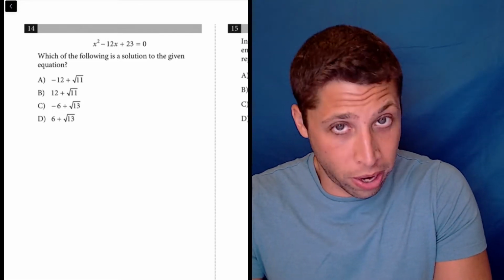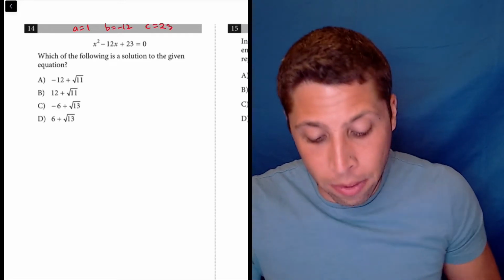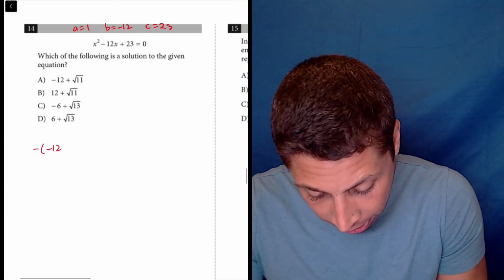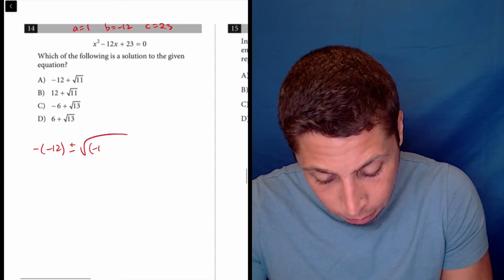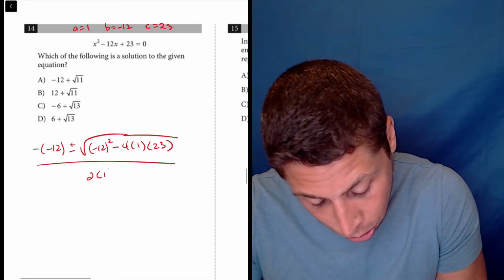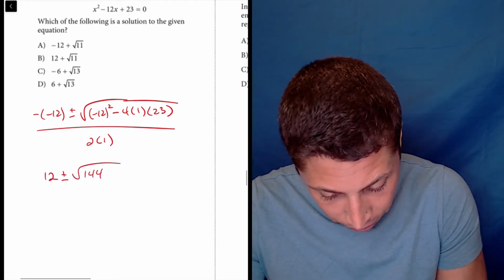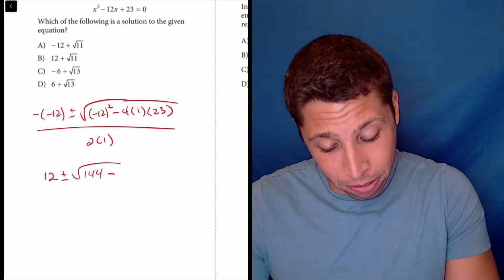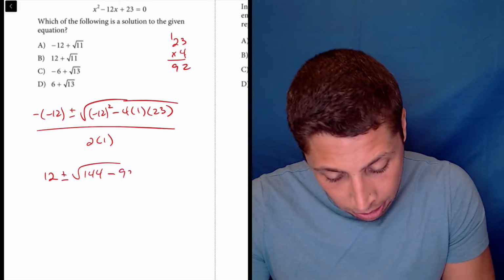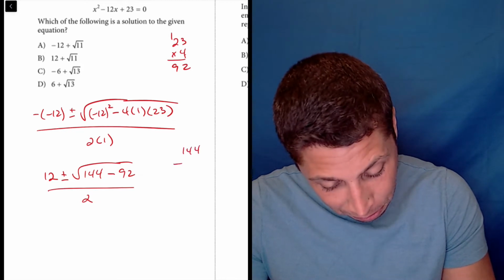So remember how we do the quadratic formula? We have our A, our B, and our C, which come from the equation when it's in this form. This is equals 0 form. And so negative B, so negative negative 12, plus or minus the square root of B squared minus 4AC, all over 2A. So I'm going to start simplifying. That's 12 plus or minus the square root of 144 minus 4 times 23, times 4. 3 times 4 is 12. 4 times 2 is 8, 9. Okay, over 2.